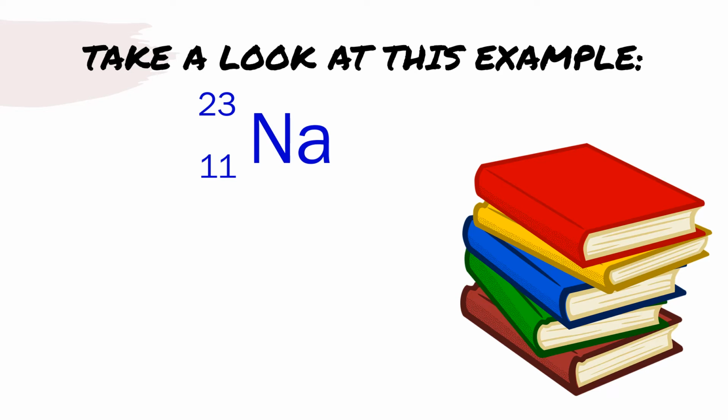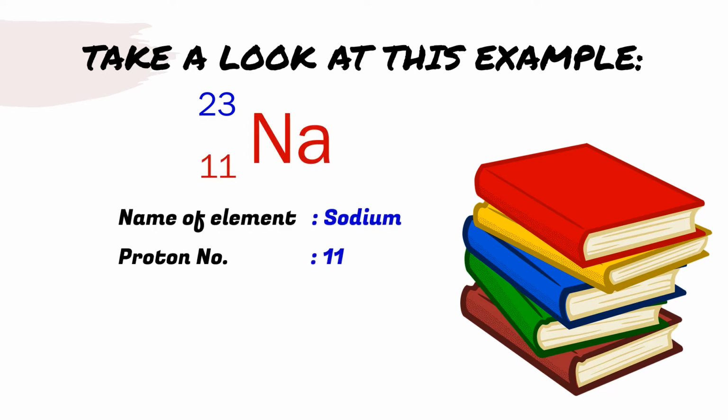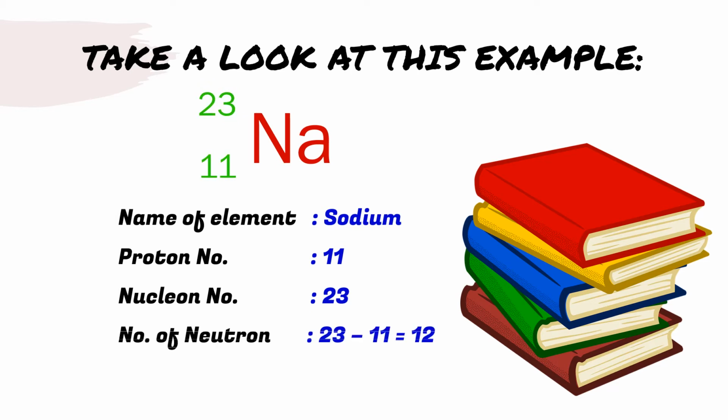Let's take a look at this example, taking sodium. Since you don't see any positive or negative sign next to the symbol of the element, it means that it is a neutral atom. For a neutral atom, the number of protons is the same as the number of electrons. Therefore, for sodium, the proton number is 11, the nucleon number is 23, and the number of neutrons is 23 minus 11, which is 12. Since this is a neutral atom, the number of electrons will be the same as the proton number, which is 11.